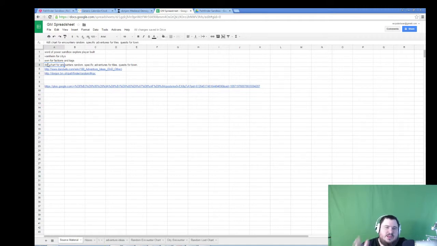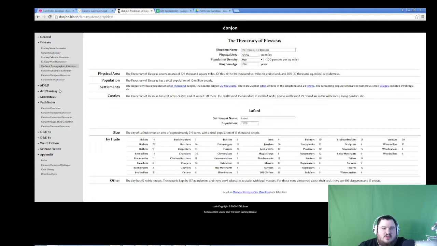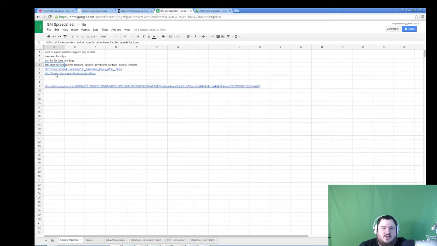I was thinking an encounters chart, but I might drop that. I really like the Don John fantasy random encounter generator. We'll figure that out. I don't have everything yet. This is called 100 adventure ideas, but it's really more like 202.